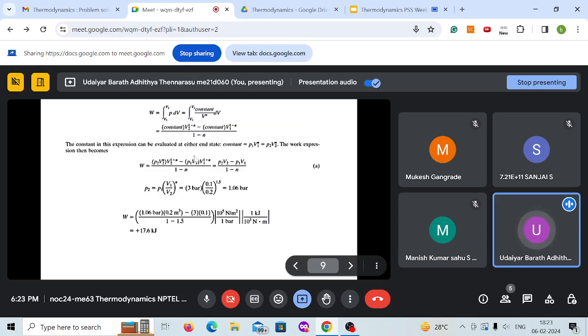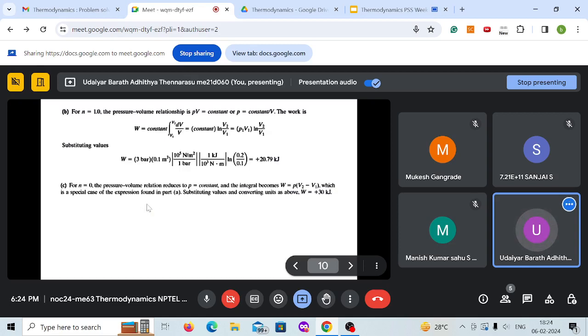I hope this is clear when n is 1.5. Here they have substituted the constant as P2 V2 raised to power n and P1 V1 raised to power n. So now the expression comes down to a simplified form, P2 V2 minus P1 V1 by 1 minus n. Using the same relation, they have found the pressure P2, and substituted again. The other way is to directly calculate the constant, P1 V1 raised to power n, and substitute that constant value to find the work. So both ways you can solve that.